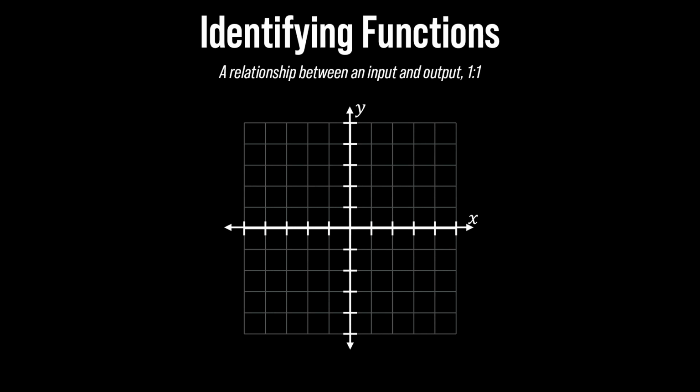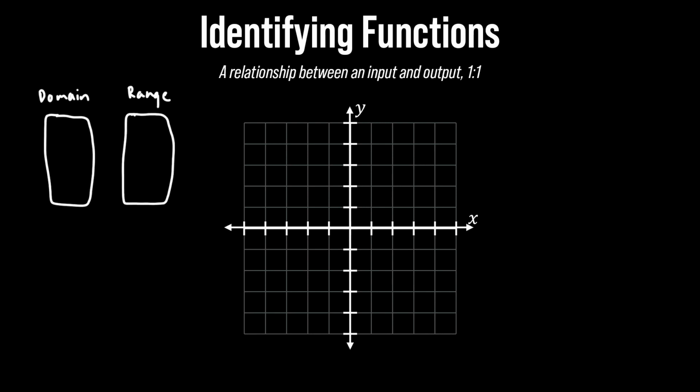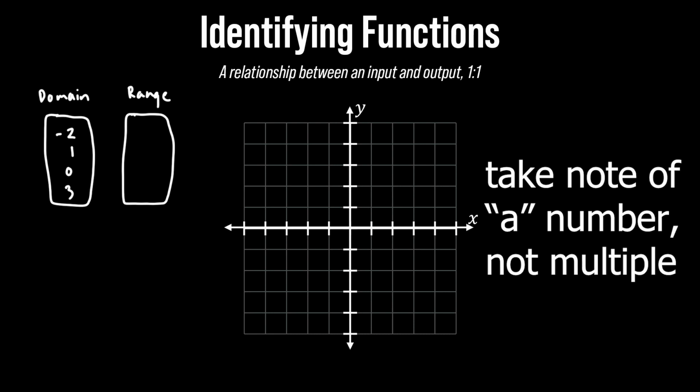Today we're going to learn about identifying functions. Functions are a relationship between an input and an output on a one-to-one ratio. Let's say we're given some domain and some range. Let's say the values are 2, 1, 0, and 3. Now if each number in the domain is mapped to a number in the range, then we have a function.